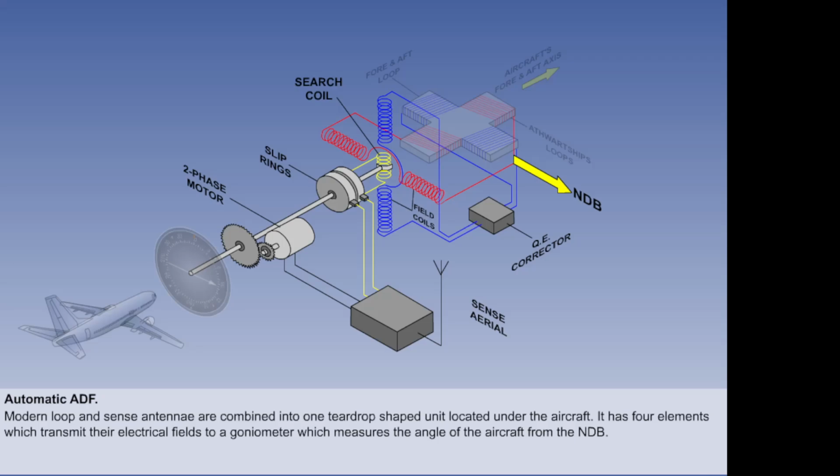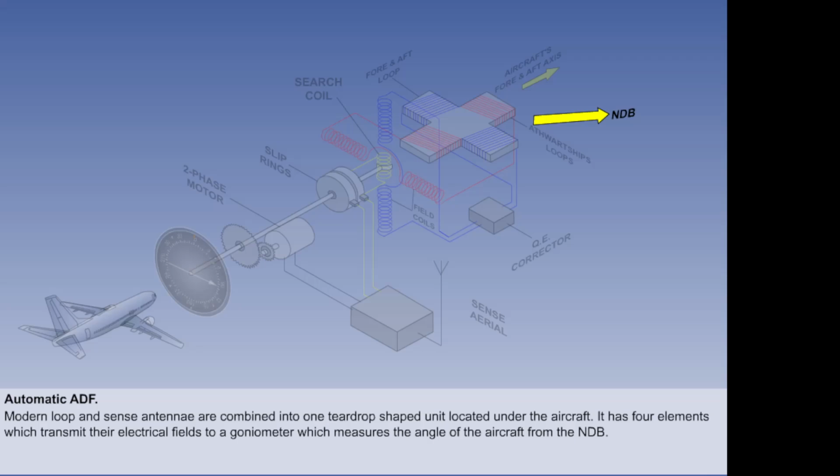Here, we see the NDB at 090 degrees to the fore-aft axis of the aircraft, and the search coil is in the null position. If the search coil is not exactly in the null position, because the aircraft is changing its angle to the NDB, a voltage will be generated in the search coil, which is applied to a motor, which rotates the search coil until it is in the null position. The shaft, which at one end turns the search coil, at the other end turns the needle on the ADF display in the cockpit.